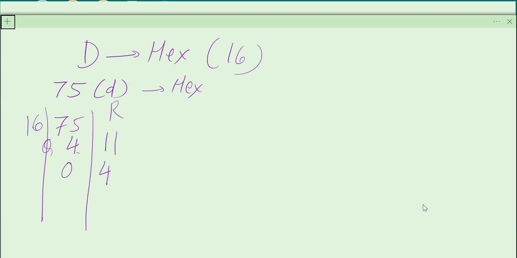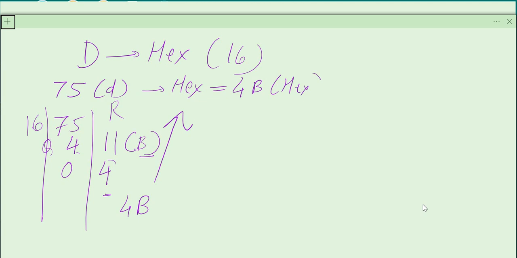Now in hex, 11 means B. We have to remember this: A, B, C, D, E, F are 10, 11, 12, 13, 14 and 15. So this remainder we have to take in the reverse order. First is 4 and then B. So 4B will be the number. So 75 decimal is equal to 4B in hex. So in this way the conversion takes place.